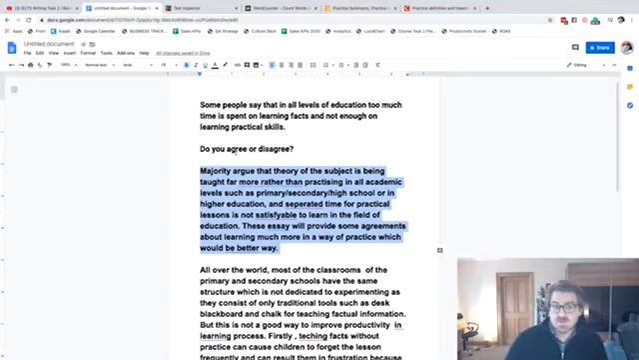For this, that will be saying, do you agree or disagree? And you could also put your main ideas in there. And that helps the examiner.